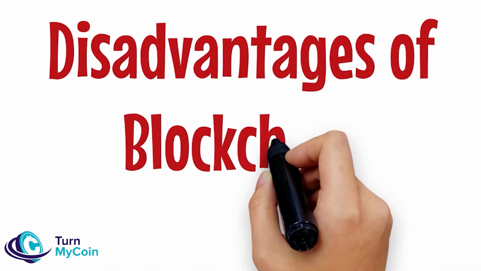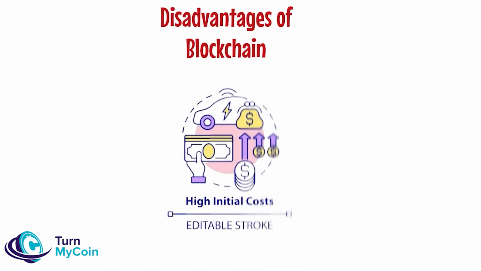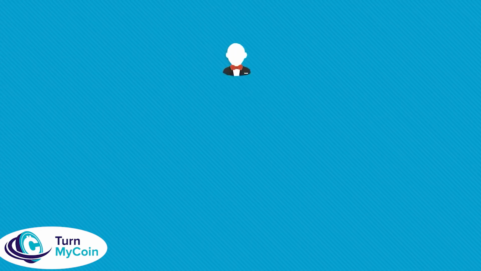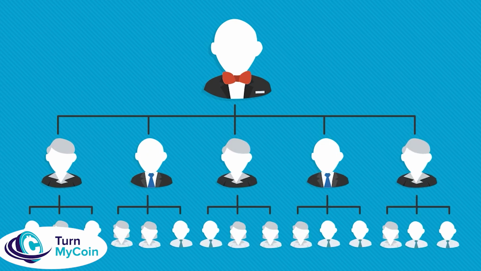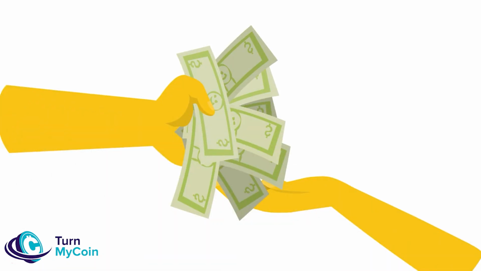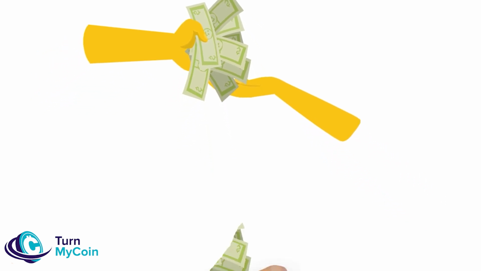6. Disadvantages of blockchain. Blockchain slows down with high network participants. As the number of participants on a blockchain increases, the network might slow down. It is fast to process one transaction, but it slows down with multiple transactions.